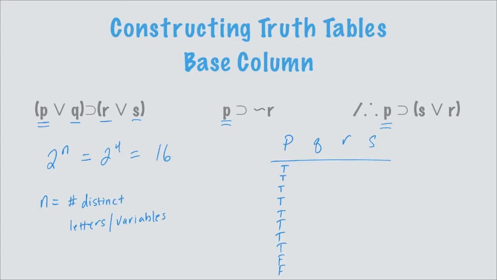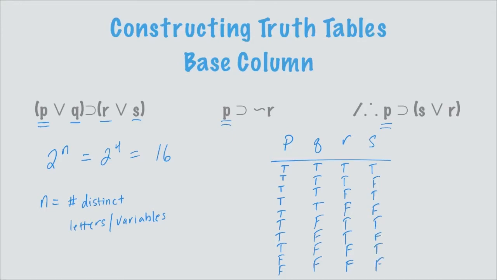So if I start with 8 trues and 8 falses, then I'm going to have 4 trues and 4 falses in combination. And then 4 trues, 4 falses, 4 trues, all the way down 16. And then in the R column, we'll have true, true, false, false, true, true, false, false, and again, 16 until I hit 16. And then the final column will always be true, false, true, false.